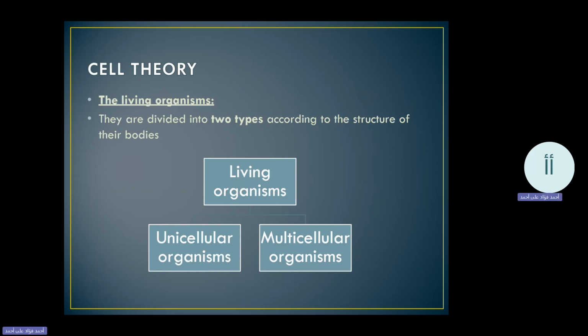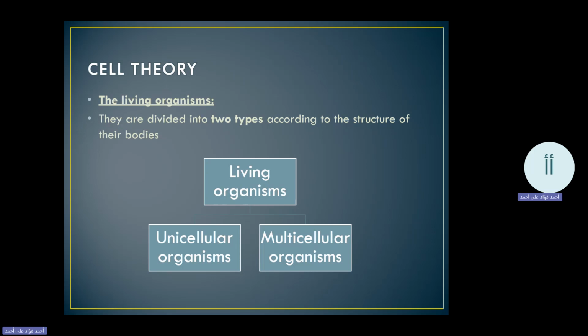Of course, we know that any living organism consists of cells, then each group of cells forms a tissue, each group of tissues forms an organ, a group of organs forms a system, then a group of systems forms the body of the living organism. But we have here two types of living organism. We have unicellular organism and multicellular organism.